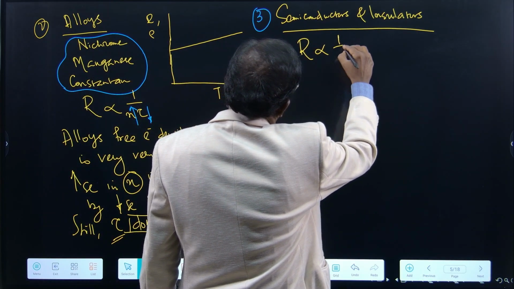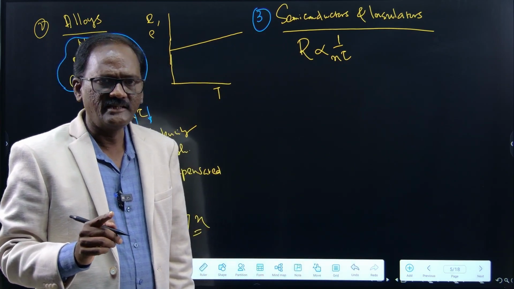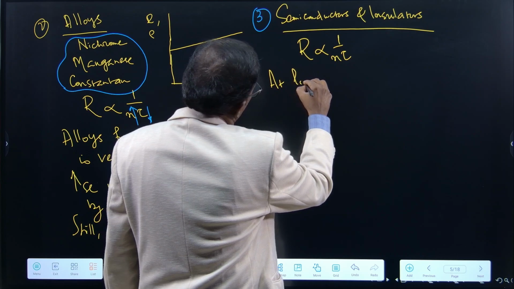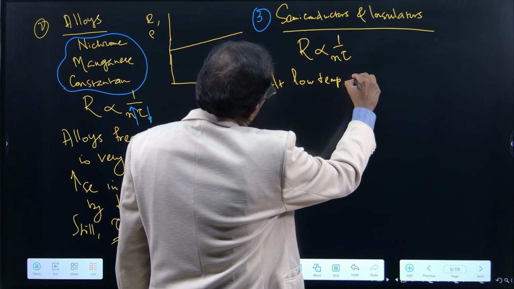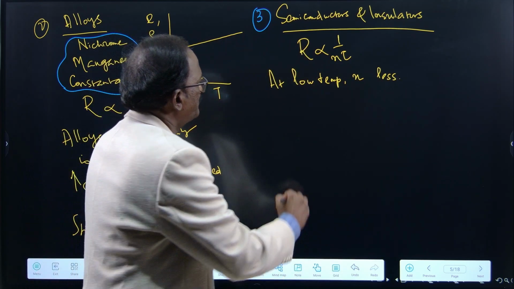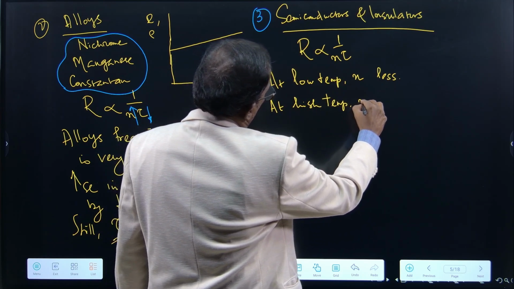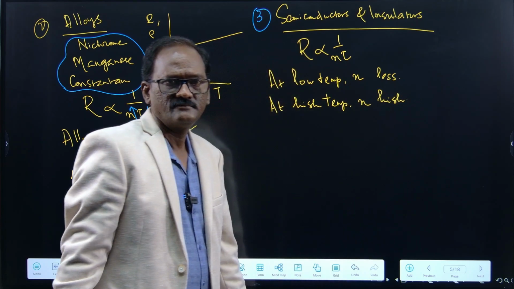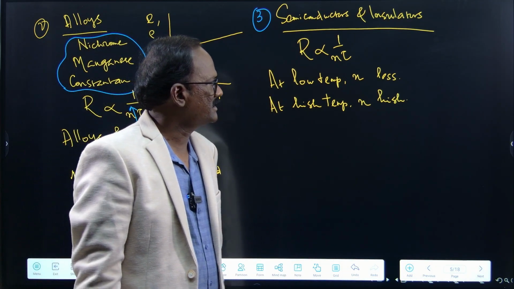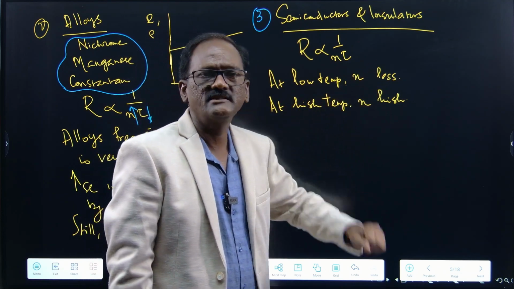R is proportional to 1 by tau. The temperature variation highly affects semiconductors. How? At low temperature, N value is less. At high temperature, N value is high. So that means at low temperature, tau dominates. At high temperature, N dominates.